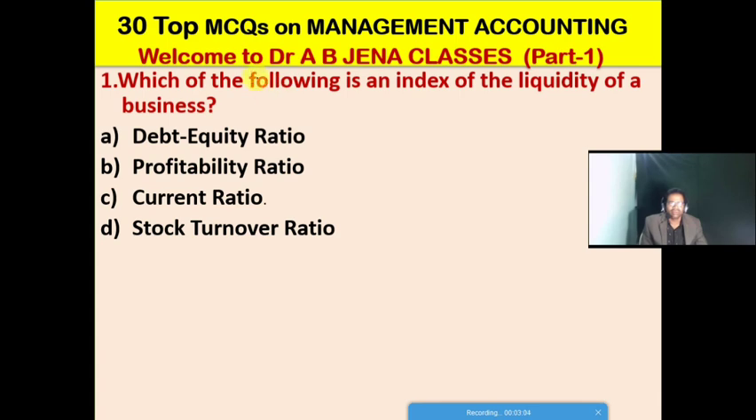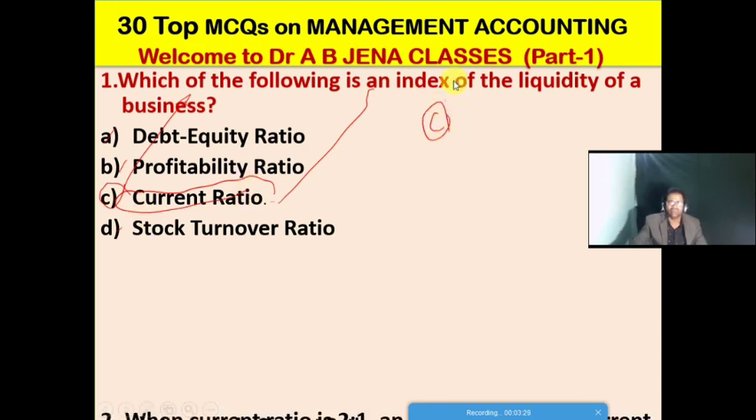Friends, the first MCQ: which of the following is an index of the liquidity of a business? A, debt-equity ratio; B, profitability ratio; C, current ratio; D, stock turnover ratio. Friends, C is the right option for this MCQ. The current ratio is an index of the liquidity of a business. So C is the right option.